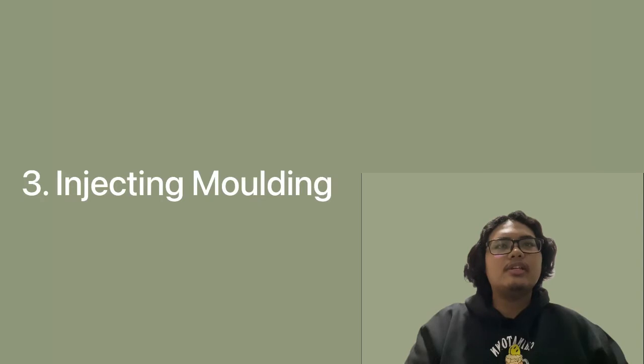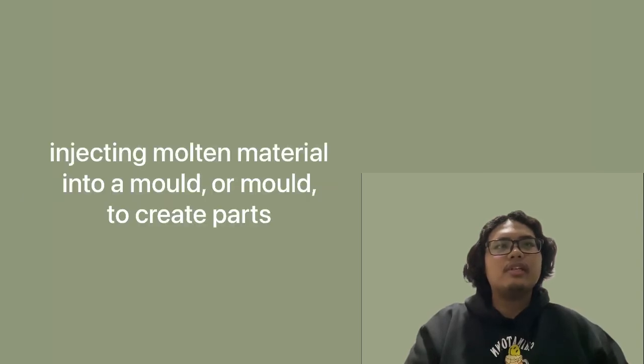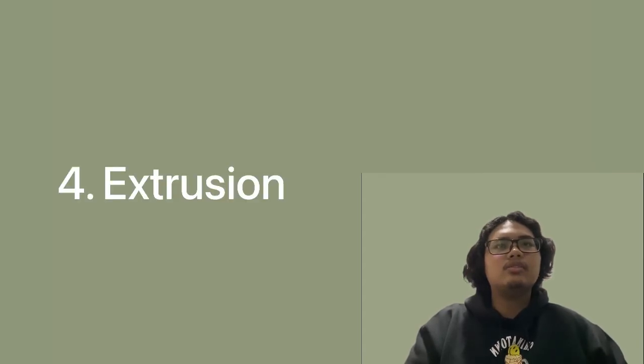Number three is injection molding. Injection molding is a manufacturing method that involves injecting molten material into a mold to create parts. Metal, glassware, elastomers, and confection are among the materials used in injection molding. And the last is extrusion.